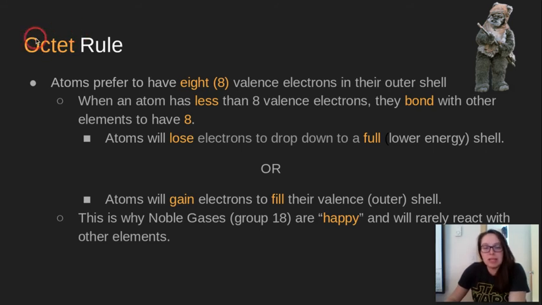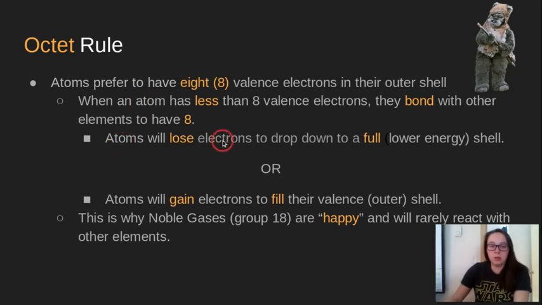Now, octet kind of sounds like 8, and that's because atoms prefer to have 8 valence electrons in their outer shell, even though sodium only has 1. Carbon has 4. They prefer to have 8. And when they have less than 8 valence electrons, they will bond with each other or with other elements to have 8 valence electrons.